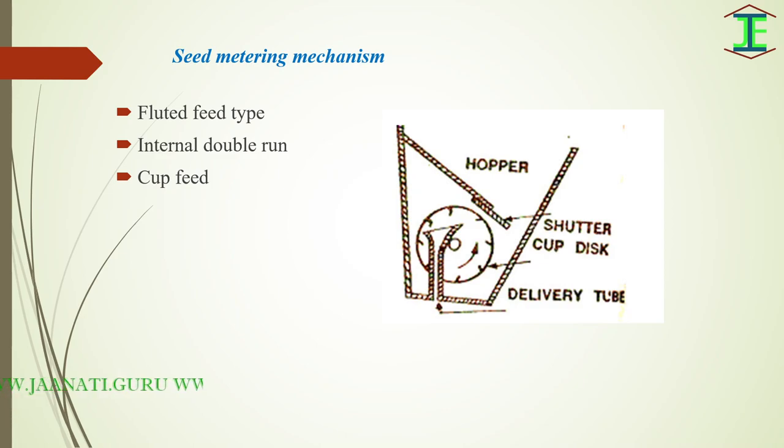And there will be a spindle which is used for rotating this disc, so that the spindle in this frame is attached to a thing that is called as feed barrel. And this cup feed mechanism is most common in British seed drills.